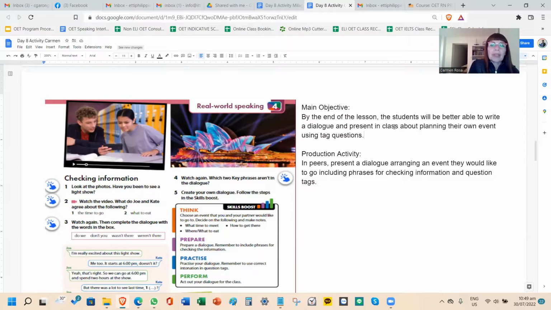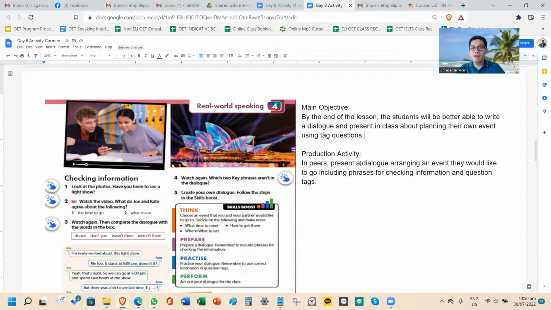Excellent. Now the explanation. The production is: in pairs, present a dialogue arranging an event they would like to go to, including phrases for checking information and question tags.